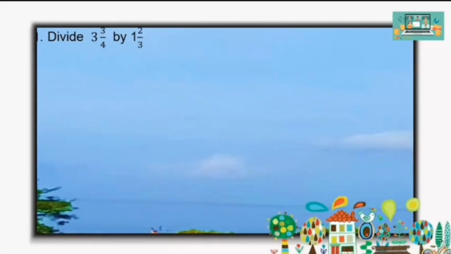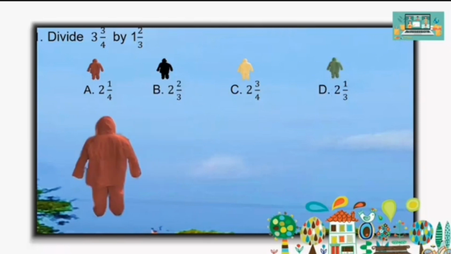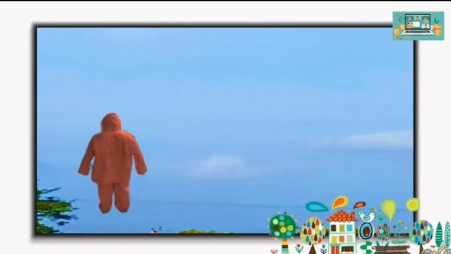Let's start now with question number 1. Divide 3 and 3 fourths by 1 and 2 thirds. Here are the options. A. 2 and 1 fourth. B. 2 and 2 thirds. C. 2 and 3 fourths. And D. 2 and 1 third. Go! The correct answer is letter A.